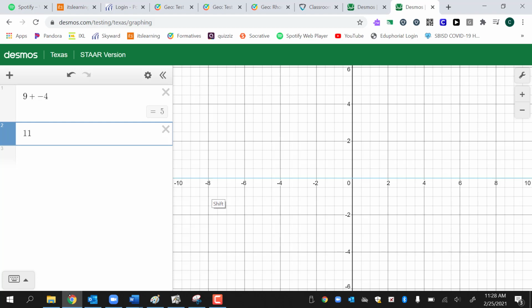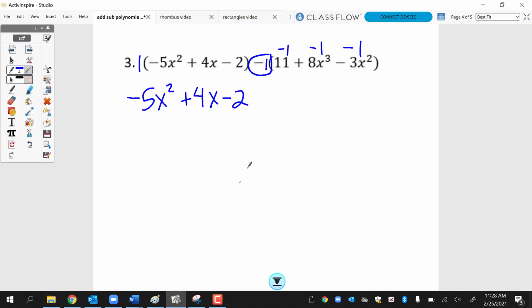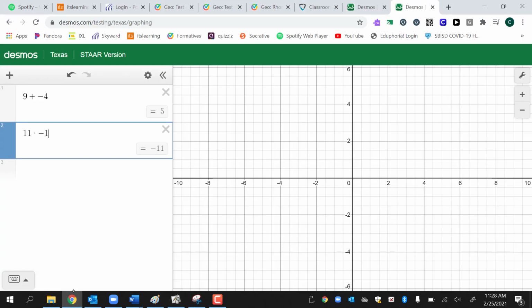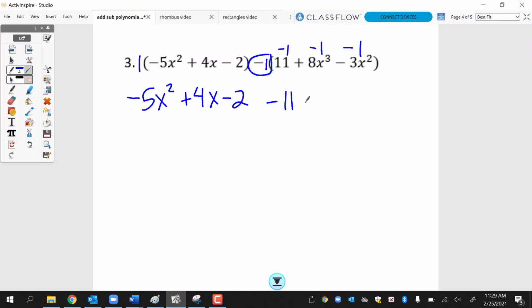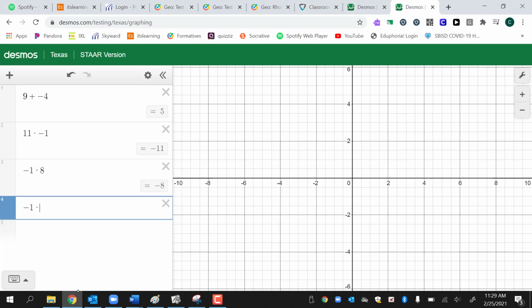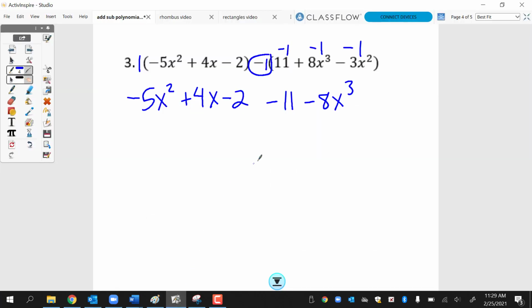11 times negative 1 is negative 11. So we put negative 11. Negative 1 times 8 is negative 8. So negative 8x to the 3. Don't forget the x was there. And negative 1 times negative 3 is positive 3. So we're going to put plus 3x squared.